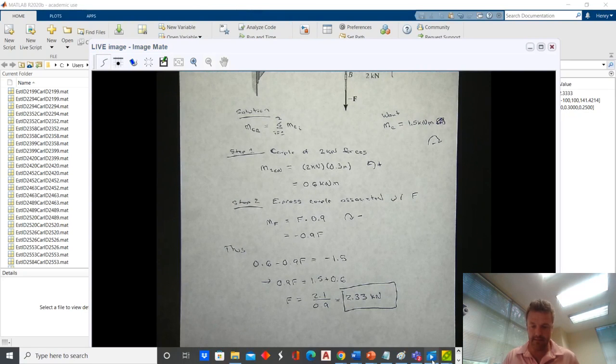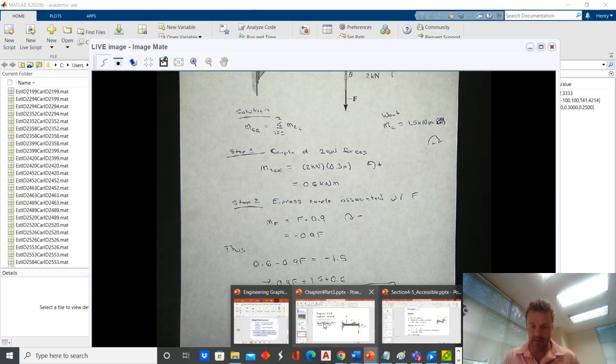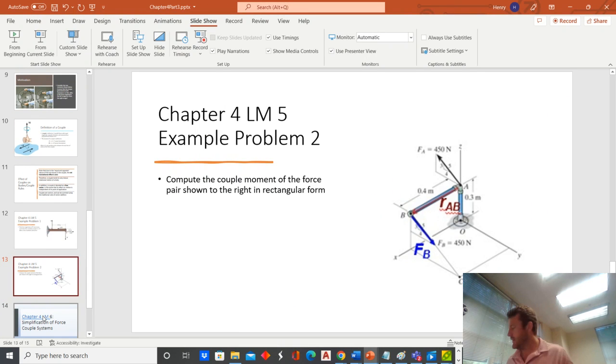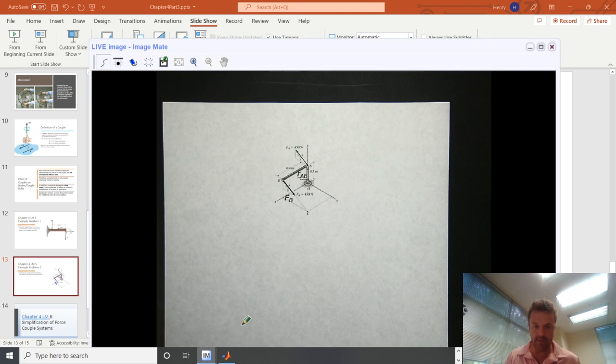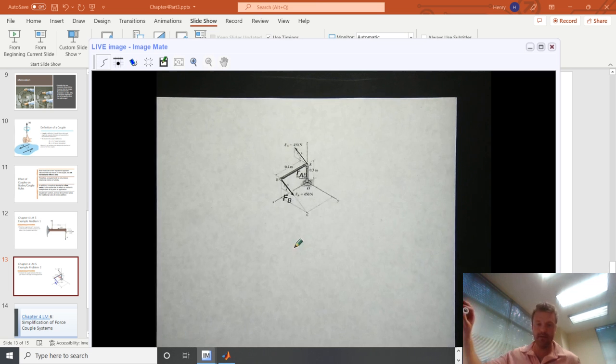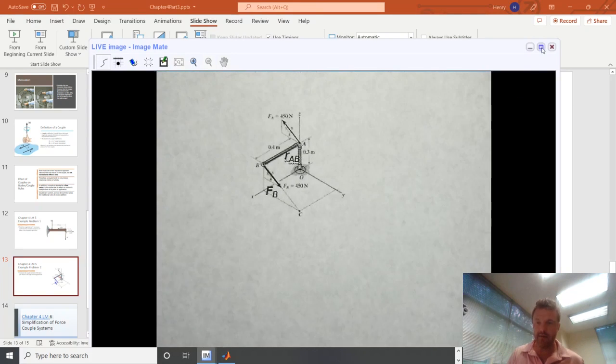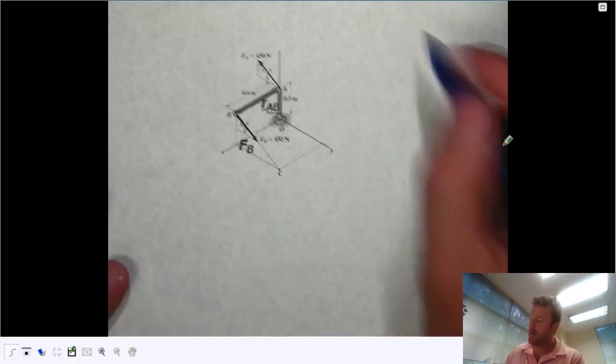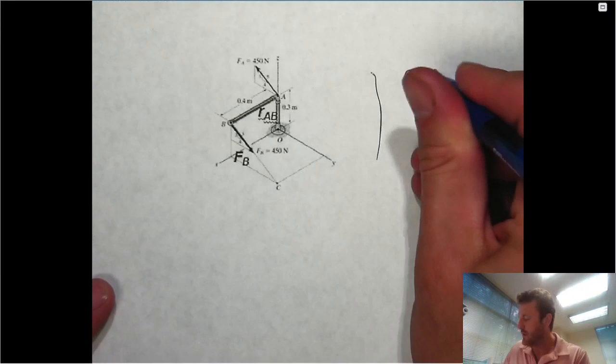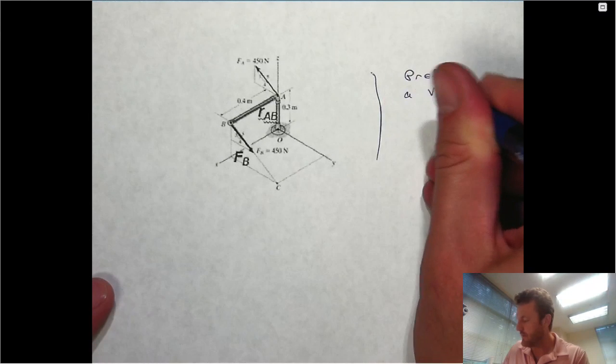So let's go to the second problem in the PowerPoint. What we're asked in this case is to compute the couple moment of the force pair shown to the right in rectangular form. So this is a three-dimensional type problem, and it's really hard to see, but we will do our best. It's a low-resolution image in the book PowerPoints that they provide. So clearly for this example, we'll prefer a vector approach.